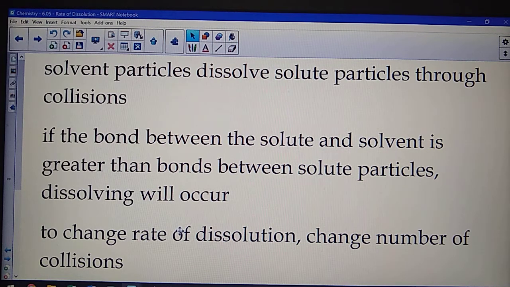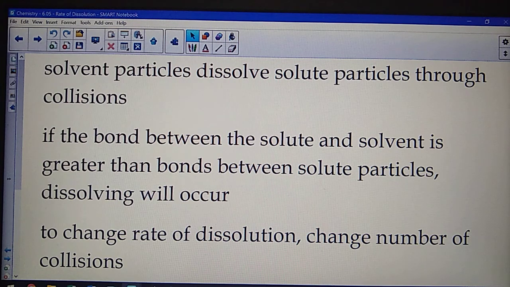Well, this is based on the idea of the collision theory, essentially that things must interact by colliding. So in order to dissolve, the solvent particles must collide with the solute particles. If the bond between the solute and solvent is greater than the bonds between the solute particles, dissolving will occur. If you can overcome the bonds between solute particles and pull them apart, the object will dissolve.